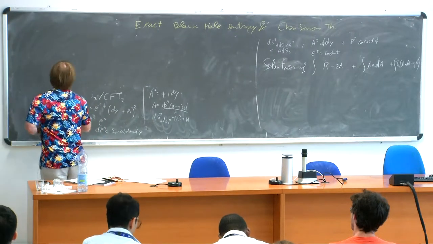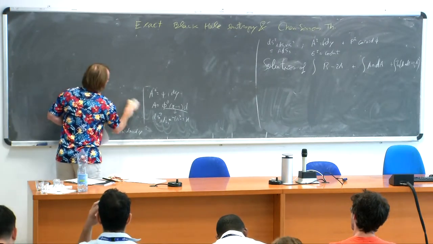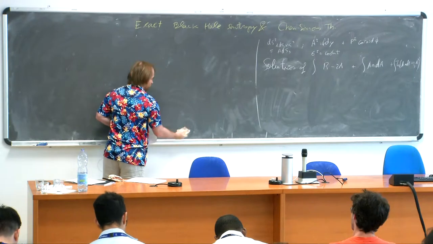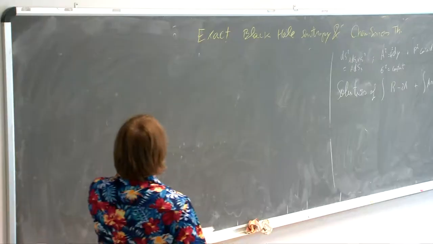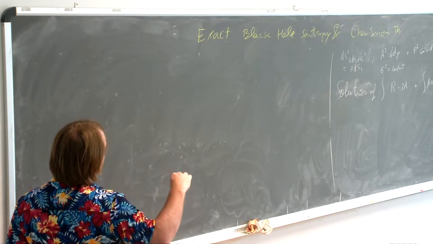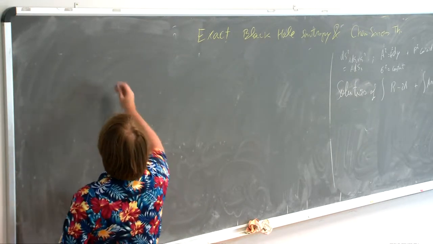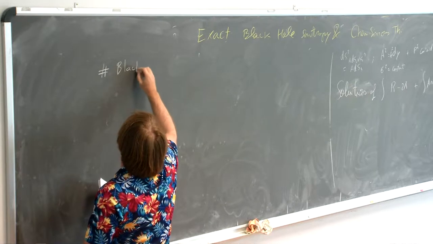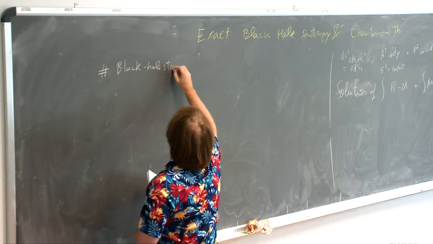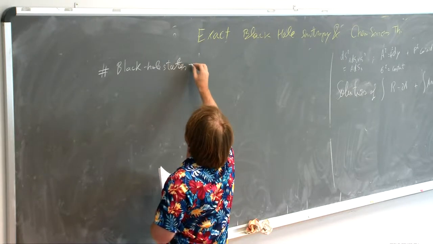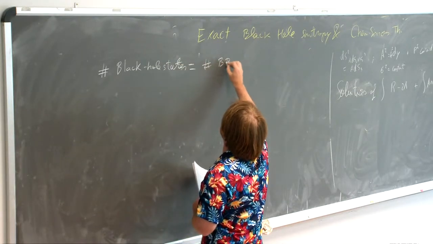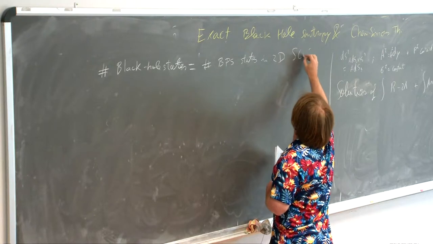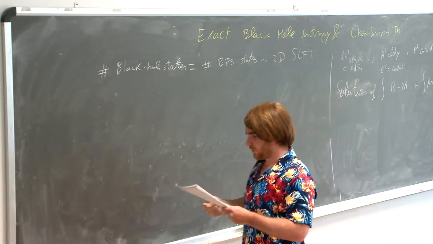So this AdS2 times S1 can be seen as a state in AdS3. So it's a configuration in AdS3. So you'll be looking at states in a two-dimensional CFT. What I'm going to argue is that the number of black hole states will be equal to the number of BPS states in a 2D superconformal field theory.